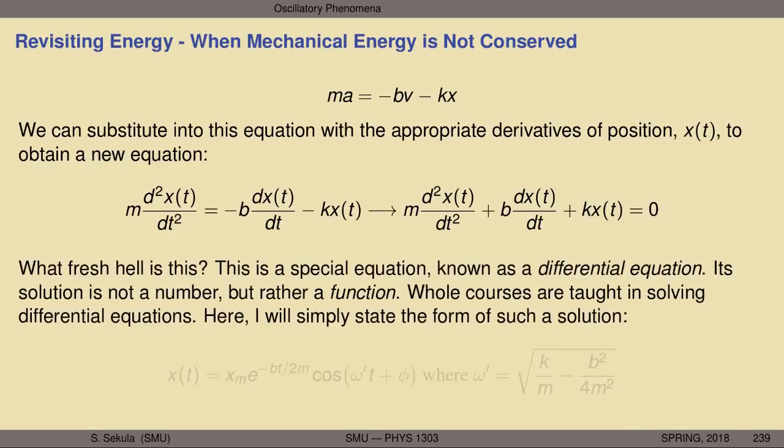Well, this looks horrible. What absolute fresh hell is this thing? This is a very special kind of equation, known as a differential equation. We are not looking for a number that solves this. A quadratic equation would be like x squared plus x plus a constant equals zero. That's a quadratic equation. A number solves that. This is an equation where we have time derivatives of a function x, and we want to know what function solves this equation. This is a differential equation. Its solution is not a number, it's a function of x with respect to time. What function satisfies this equation? Whole courses are taught in solving differential equations. This is not a course in learning to solve these equations.